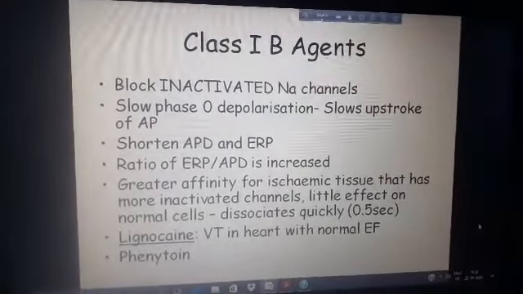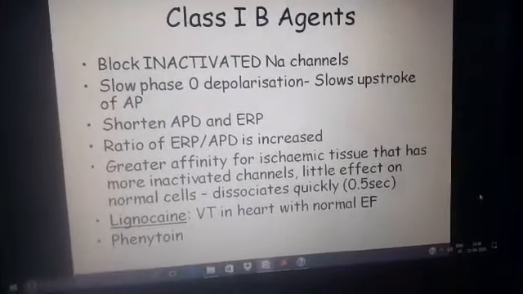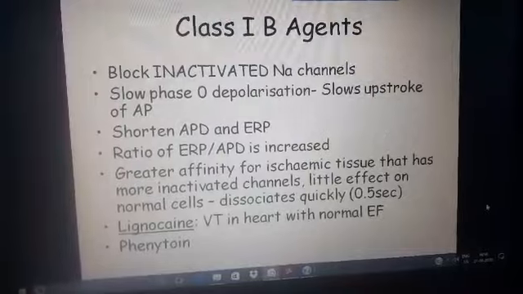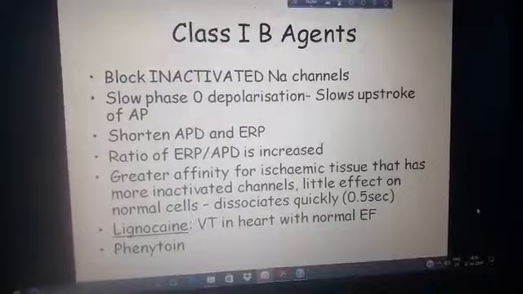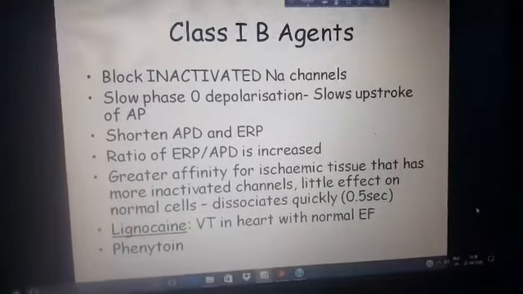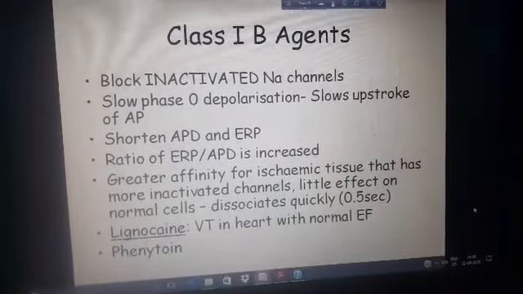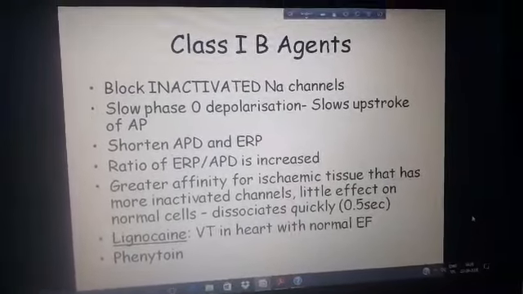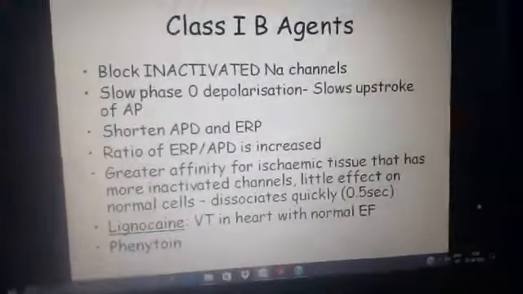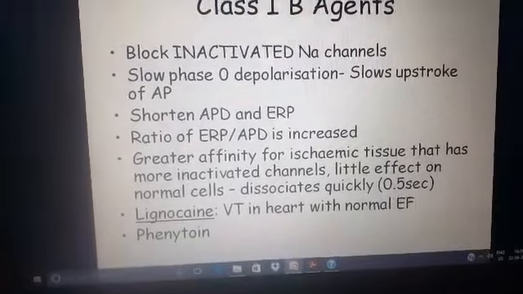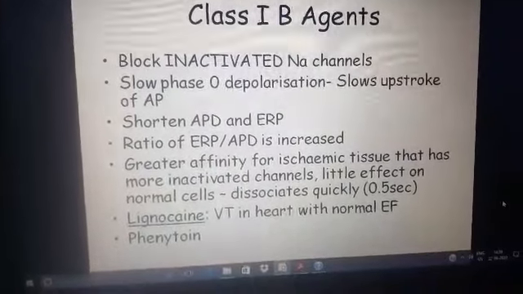They slow the phase 0 depolarization, the upstroke of the action potential, but they shorten the action potential duration. So unlike the other antiarrhythmics, this is the exception, lignocaine. They will shorten the action potential duration and effective refractory period, because they block some sodium channels which are opening even after closure of the sodium channel in phase 1, and due to the sodium channel block there is rapid repolarization with lignocaine, and that's why action potential duration is shortened.